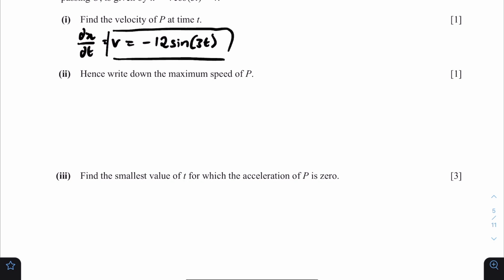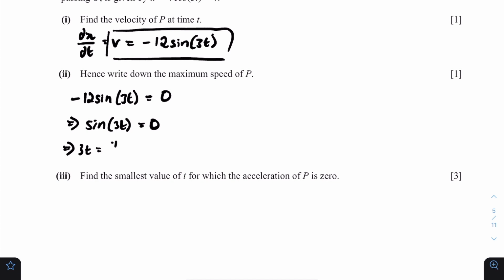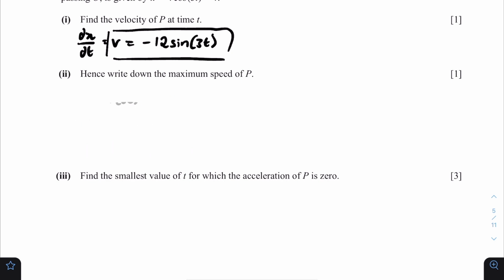Hence, write down the maximum speed of P. Well, if we say negative 12 sine 3t, sine 3t is equal to 0. We know that sine 3t has to equal 0 then. Therefore, 3t is equal to pi over 2. So t is equal to pi over 6. Sorry, wait. My apologies. See, I can also make mistakes.